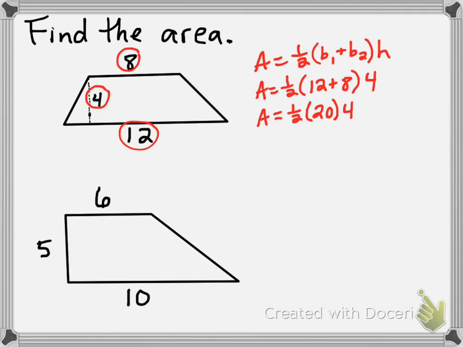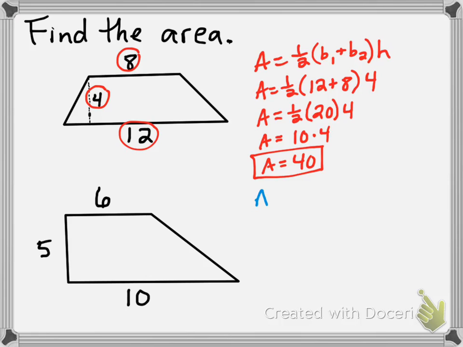Now at this point, I can do whichever way is easier. I could do 20 times 4 and then divide by 2, or I could just do the 20 divided by 2 and then times 4. Whichever way you do it, it doesn't really matter. Okay? Here I chose to do half of 20 is 10, so 10 times 4 is 40. Okay, so the area is 40. Now, if I had done 20 times 4, I would have gotten 80, and half of 80 is 40 too, so it doesn't matter which way you did it. You still get 40 either way.